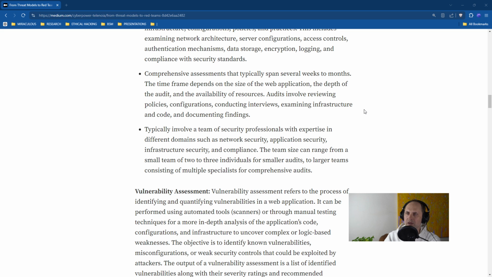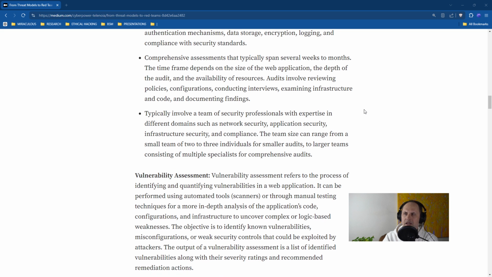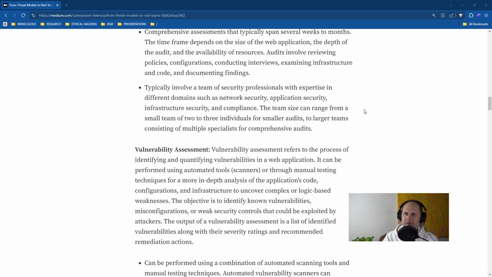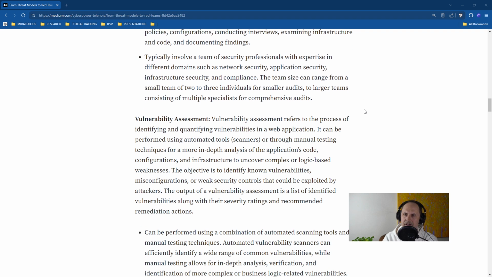Audits involve reviewing policies, configurations, interviews, examining infrastructure, code, and documenting findings. This typically involves a team of security professionals with expertise in different domains such as network security, application security, infrastructure security, and compliance. The size of the team can range from a small one of 2 to 3 individuals to larger teams consisting of multiple specialists for comprehensive audits.